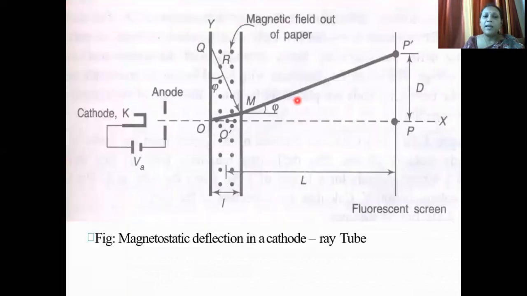Moving to our next slide, this is the magnetic deflection sensitivity, magnetostatic deflection of cathode ray tube. This is the anode, this is the cathode, voltage is applied and a magnetic field is applied between the vertical plates. So hope this is clear to everybody.